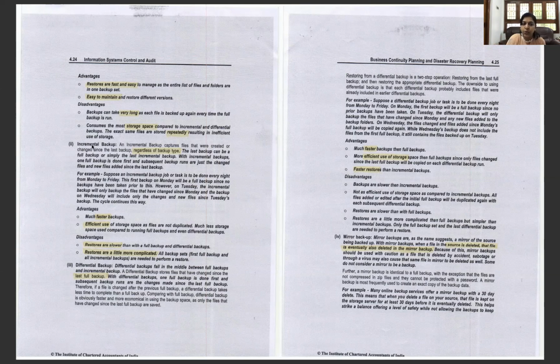What is our next one? Incremental backup. Incremental backup captures the files that were created or changed since the last backup, regardless of the backup type. So it doesn't matter if the last backup is a full backup or a differential backup. This is just a backup which happens after the previous backup, regardless of the type of backup.